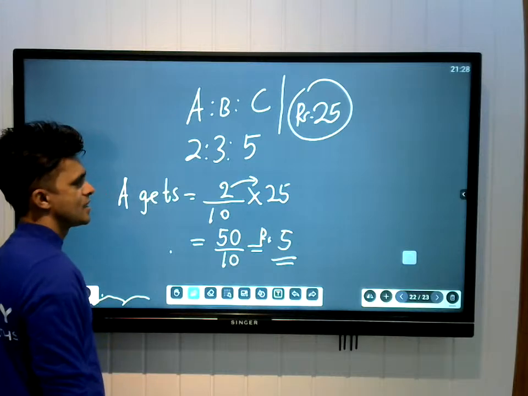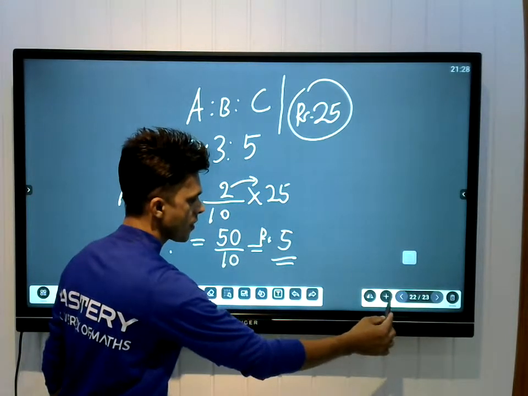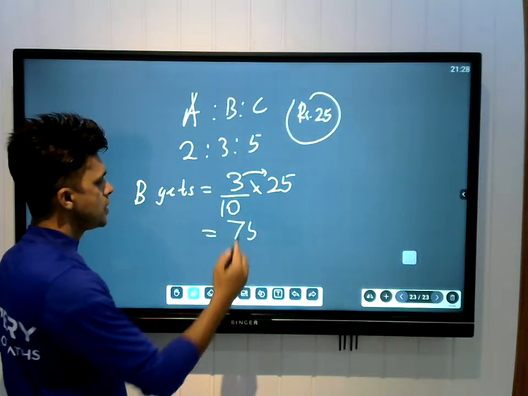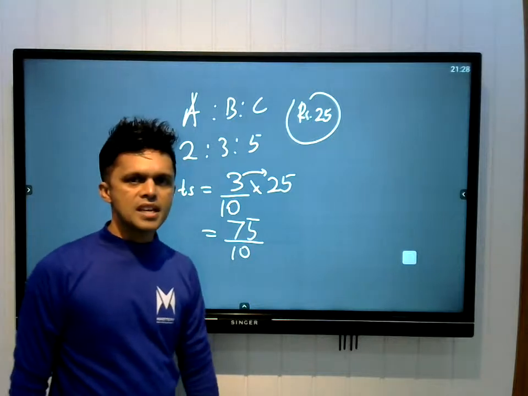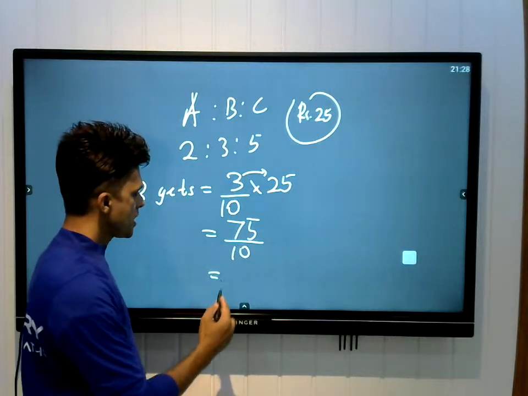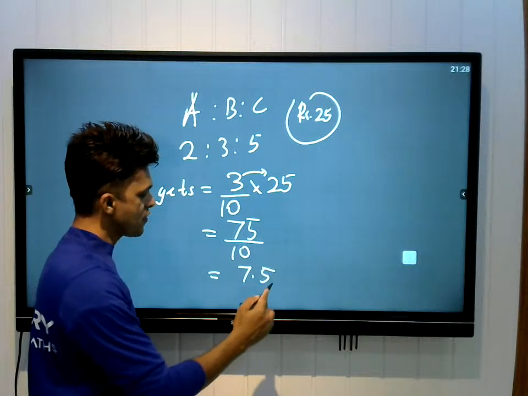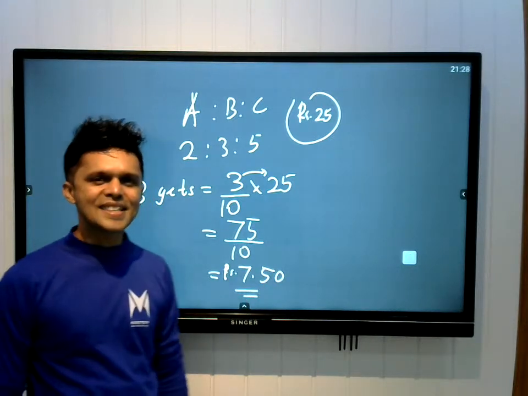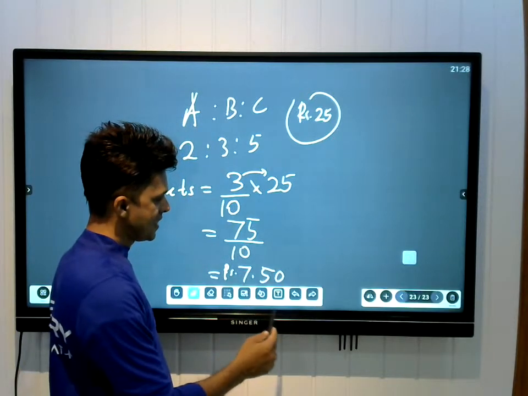Okay, question is okay. So, then here 75 over 10. 75 over 10 is, the answer should be 7.5, which means 7 rupees and 50 cents. Okay, this is the answer. Then we can do the other one.